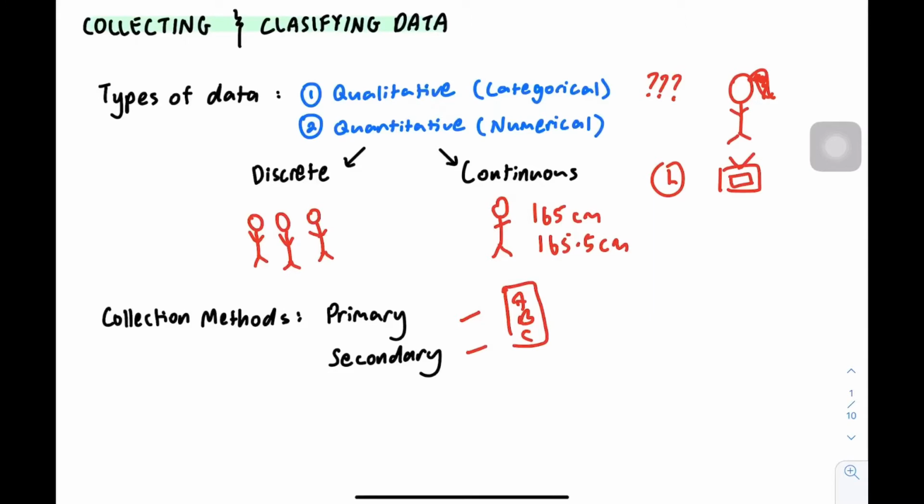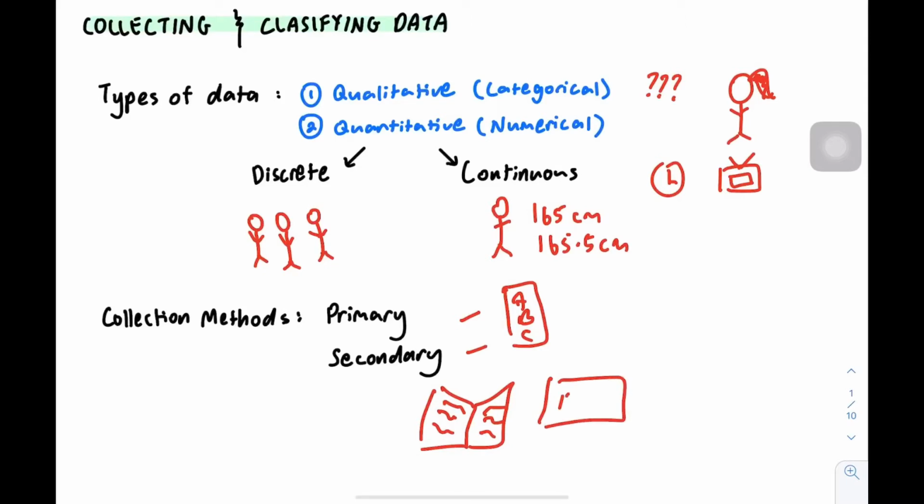For example, the data you can get by reading books in the library, or the data you can get by researching on the internet. All of this is secondary data. So basically, all the information we receive from our textbook is also secondary data.